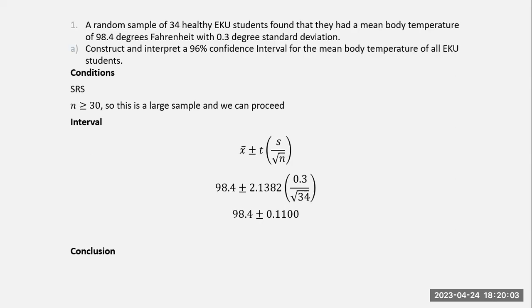Yeah, so there's a lot of terms there. When we're looking at just that part in parentheses, what's that called? Standard error, that's right. And when we look at everything after the plus or minus, what's that called? Margin of error, that's exactly right. And when we look at the whole thing, that's called the confidence interval.